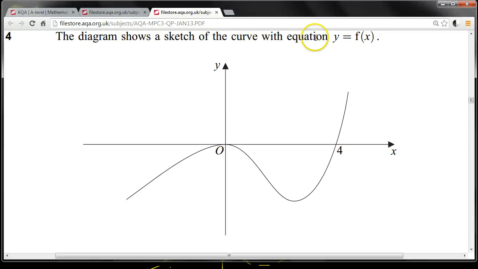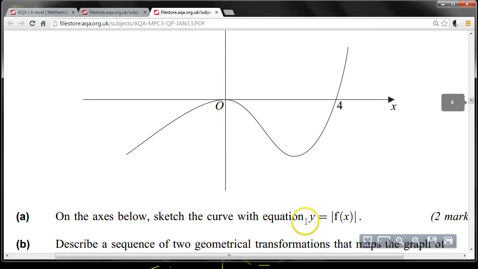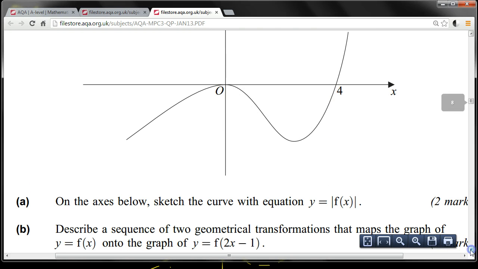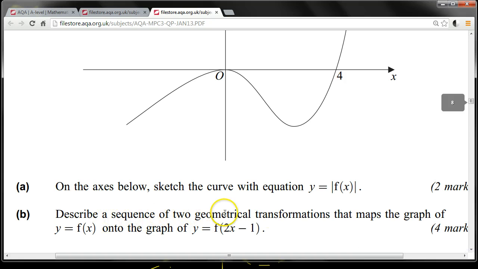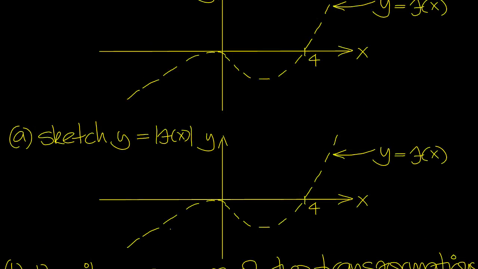The diagram shows a sketch of the curve with the equation y equals f of x. On the axes below, sketch the curve with the equation y equals modulus f of x, and describe a sequence of two geometrical transformations that maps the graph of y equals f of x onto the graph of y equals f of 2x minus 1. So here's the question then. I've got it in summary form here, parts A and part B.